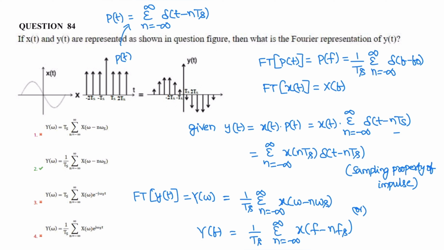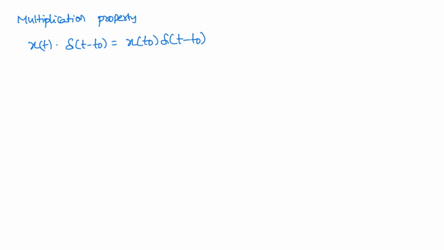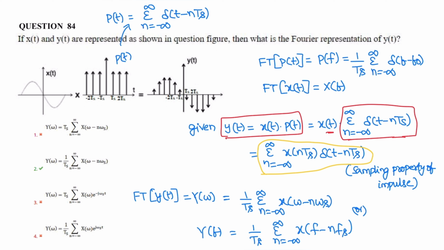So y of t is x of t into p of t. Here p of t is a pulse signal, so the resultant is sigma n equals minus infinity to infinity x of nTs delta of t minus nTs. This is nothing but the sampling property of impulse, or multiplication property of impulse. It states that x of t multiplied with a time-shifted impulse is x of t naught delta of t minus t naught. So it is the time shifting property, or multiplication property, or sampling property of impulse.